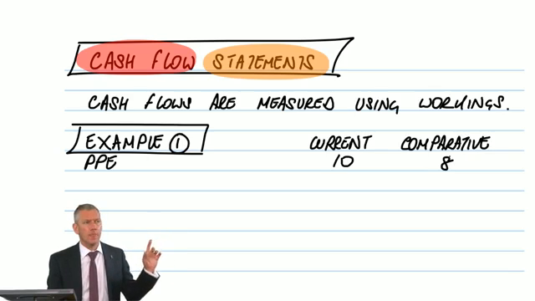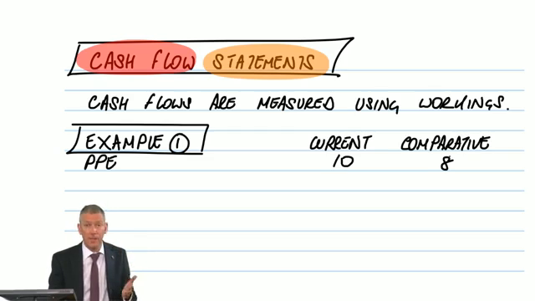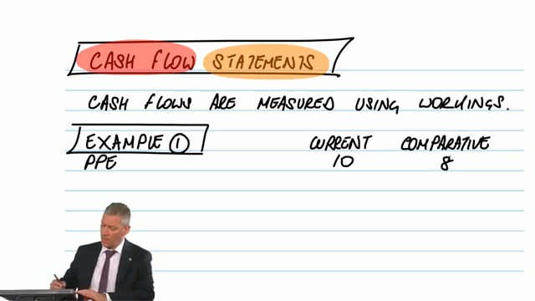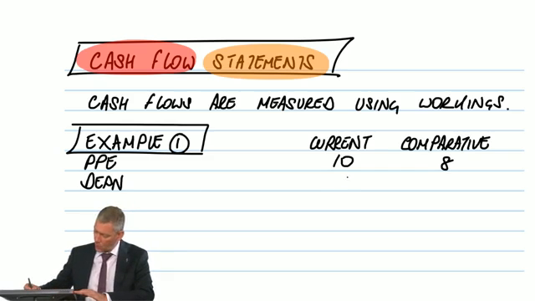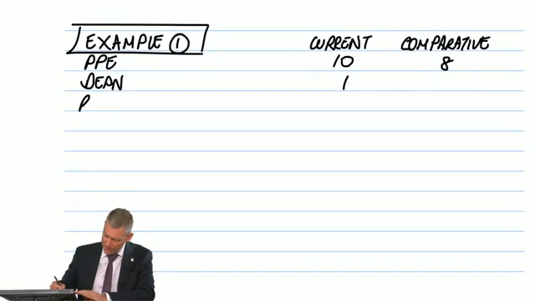PPE, the current figure is what we have this year. And the comparative figure, that is the figure that we had last year. So that's last year's balance, this year's balance, with an increase of 2 in the balance between now and then. And depreciation is 1. And the requirement that is required every time is always the same, which is the cash flow.